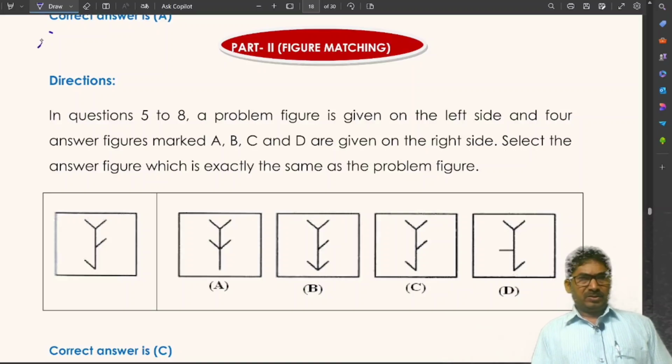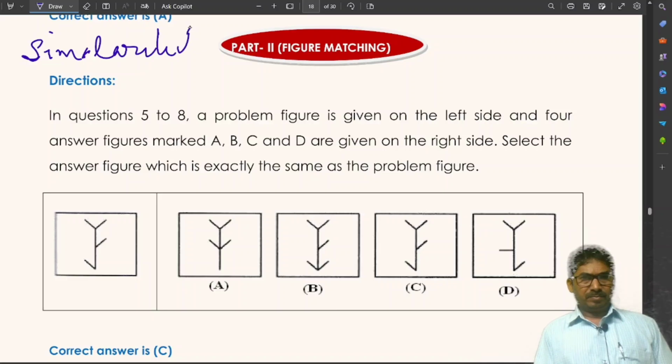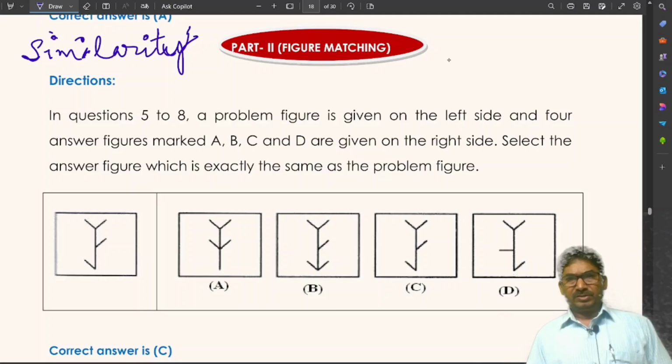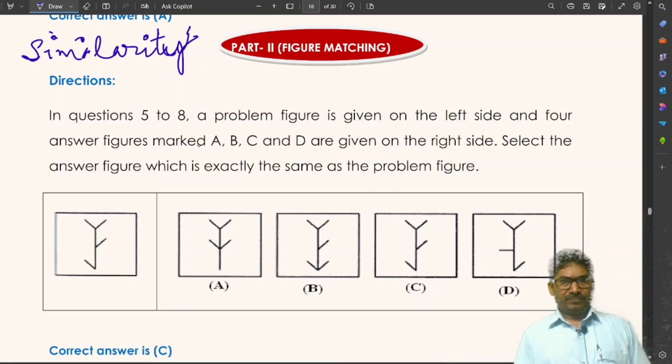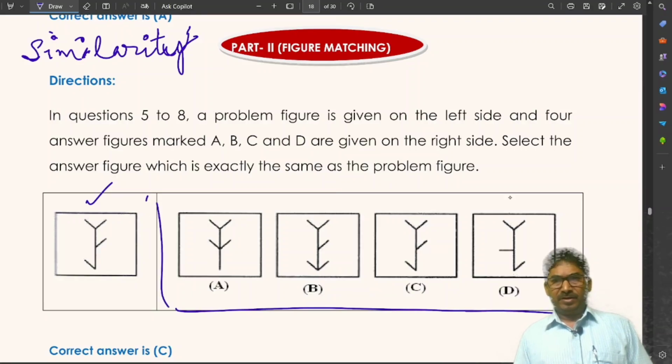So next, part 2, figure matching. We can call it similarity also. Figure matching or similarity or similar figures. In questions 5 to 8, a problem figure is given on the left side and 4 answer figures marked A, B, C and D are given on the right side. Select the answer figure which is exactly the same as the problem figure. See here, this is the left side figure, and 4 answer figures on the right side we can identify.